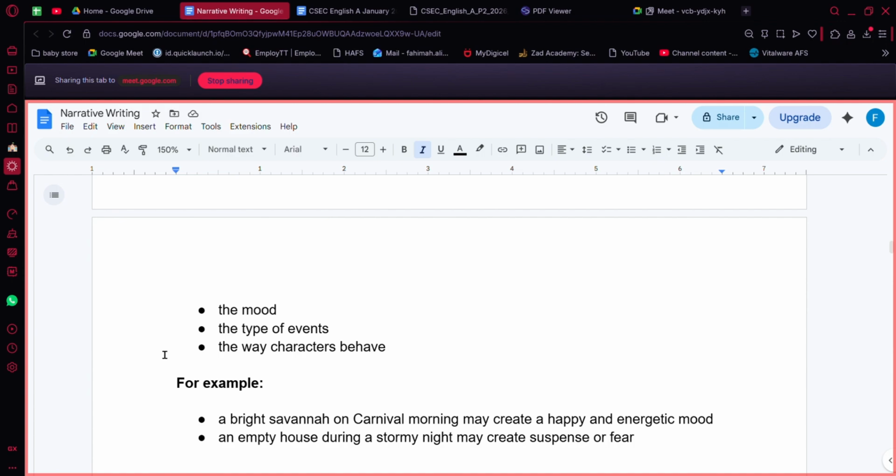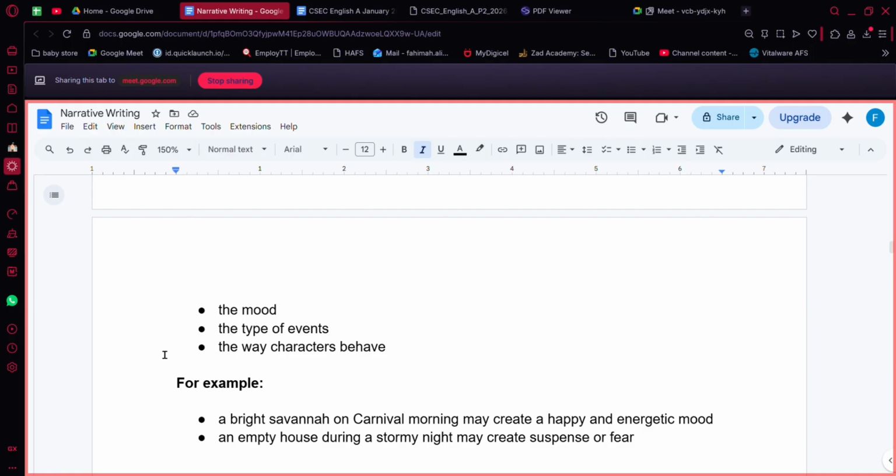It would also indicate the way the characters behave. If you have an empty house during a stormy night, your character's not going to be jumping up and dancing and having fun. They're going to be scared and meek and small and looking around the corner to see if there is any ghost or anybody hidden behind there. If the house is dark and scary, you're not just going to pull open the cupboards or the doors in the house real wildly. You're going to open them very slowly to see what is behind the doors, if anybody or anything is hidden there.